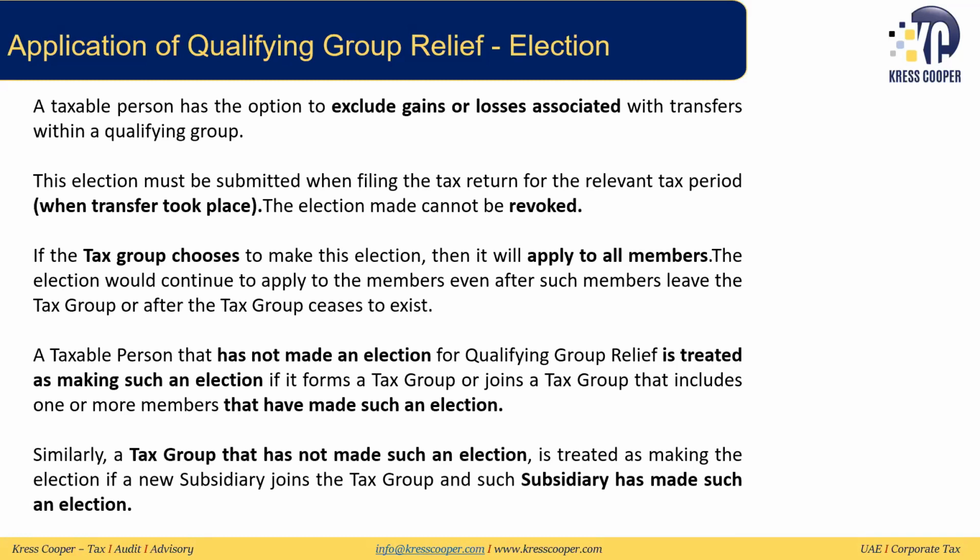Now, if a taxable person has not made an election, but they are forming a tax group or joining a tax group where this election has already been made, it will be considered that they have made this election as well. And the same applies if a tax group has existing members who have not made any election, but a new member is joining, a new subsidiary, which has already made this election before it joined. Then this election will apply to all of the group members.